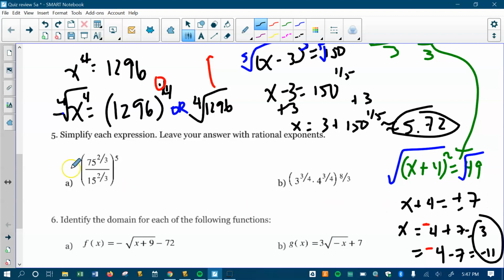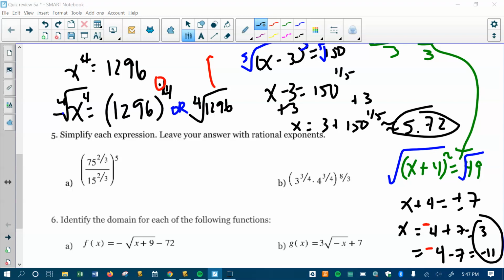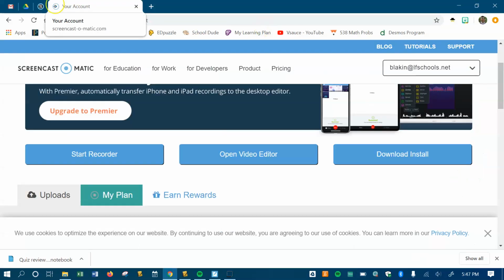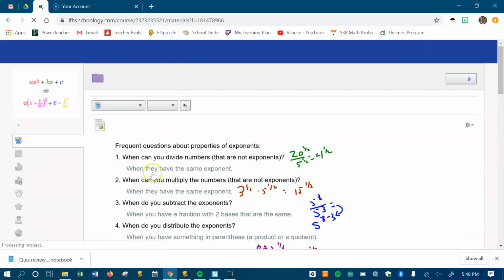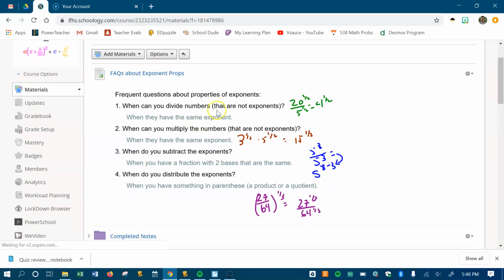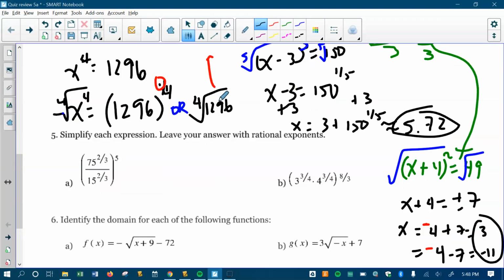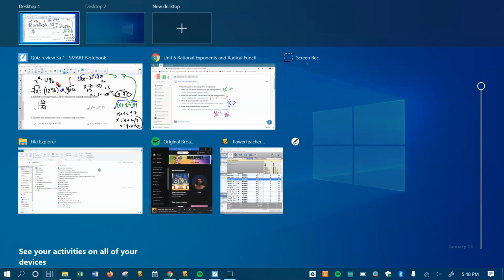Okay, number 5. This is something that I posted on Schoology for my kids, so I'm going to show you that quickly in case you needed it, and you can freeze the video and copy it down if you like. What I posted was this frequently asked questions, like when can you divide numbers? When can you multiply the numbers and subtract the exponents? So this problem that we're doing right now is 75 divided by 15, and both of these have the 2/3 power. So let's go here.